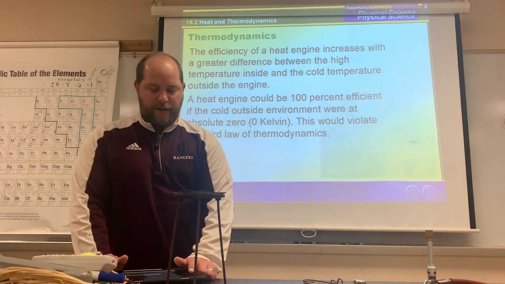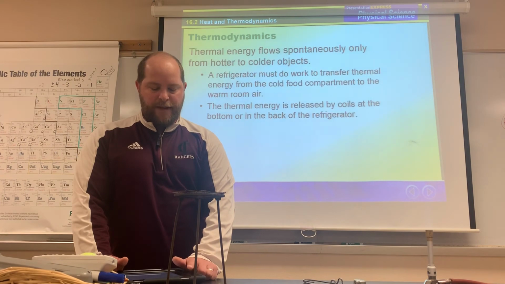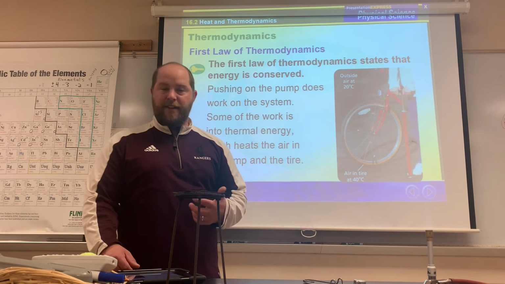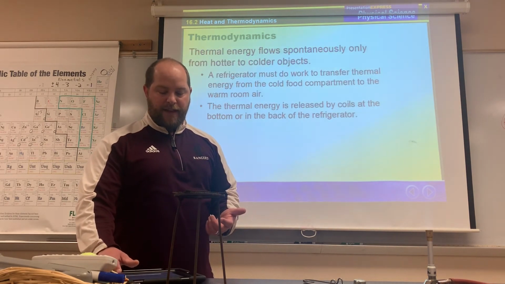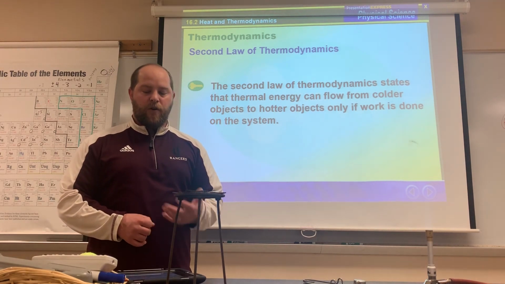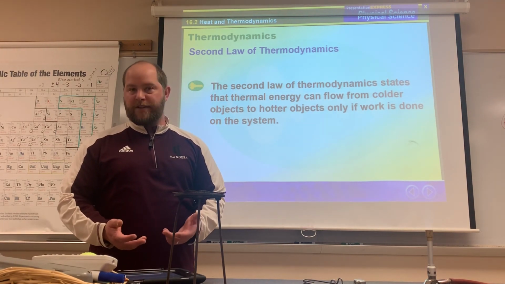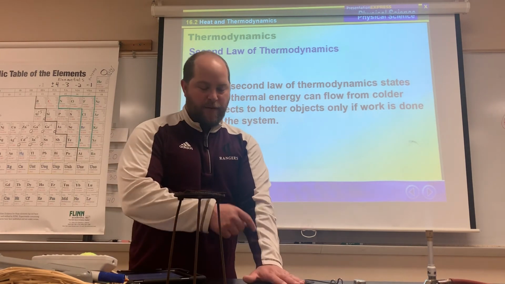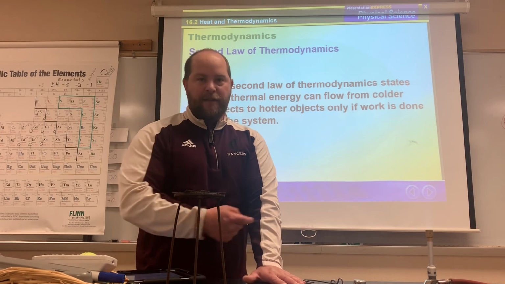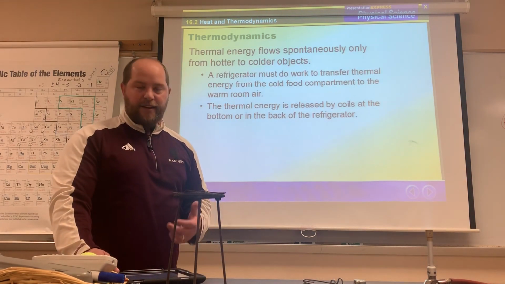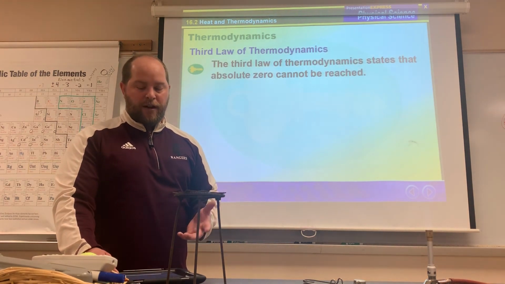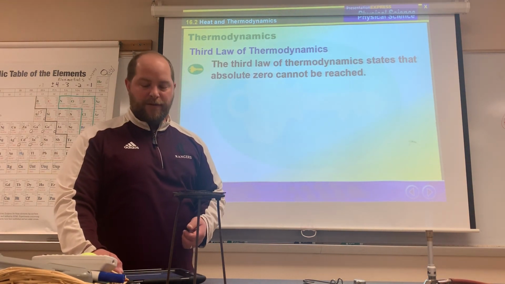So yeah, let me do a quick summary, I guess, since we have some time. The first law of thermodynamics states that energy is conserved. The second law states that energy can flow from colder to hotter objects if work is done on the system. So technically, if I wanted heat to flow from here to here, the counter is colder than my hand, I would have to build some sort of heat engine to get it to do that. That's what refrigerators do. And then the third law states that absolute zero cannot be reached.